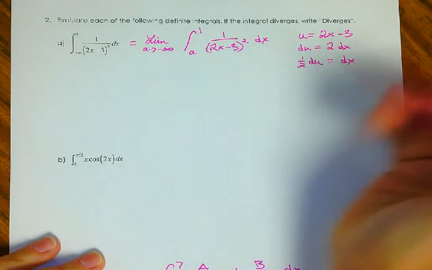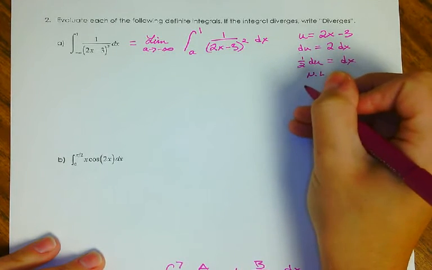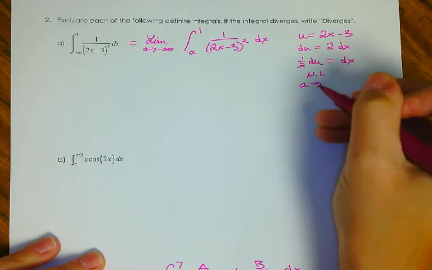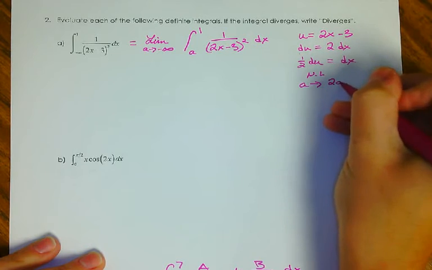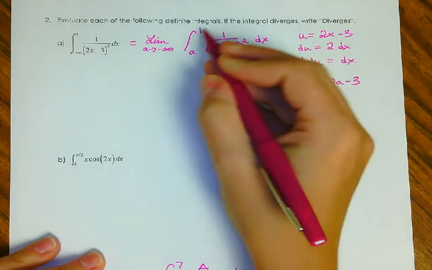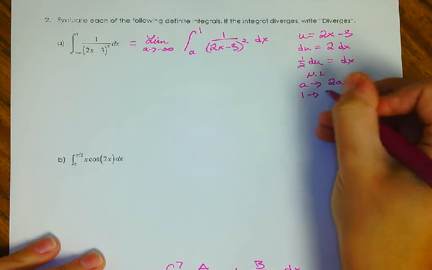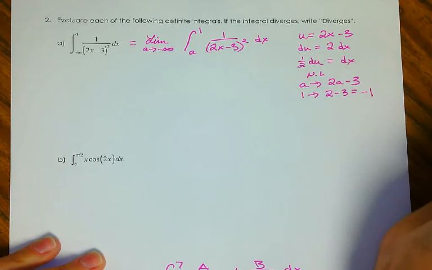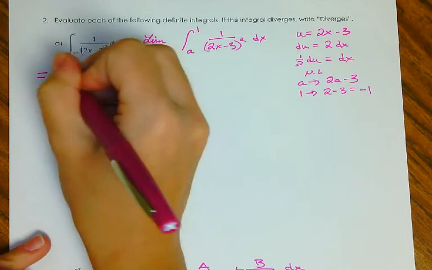Whenever you have a definite integral with u substitution, you need to adjust your bounds. So my new limits: the original bound was at a, and now when I plug a in for x, I get 2a minus 3. The other bound was at 1, so when I plug 1 into u, I get 2 minus 3, which is negative 1.